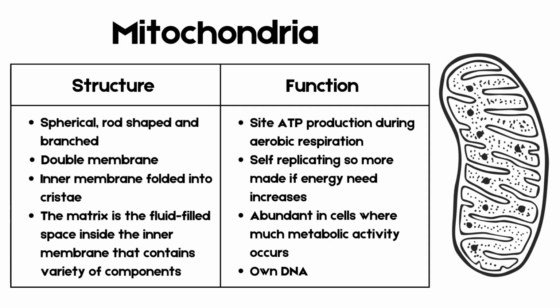Mitochondria are the energy generators of the cell, producing ATP during aerobic respiration. They have two membranes, with the inner one folded into cristae. Inside the inner membrane is the fluid-filled matrix containing a variety of components. They even have their own DNA and can self-replicate, especially handy in cells with high energy demands.